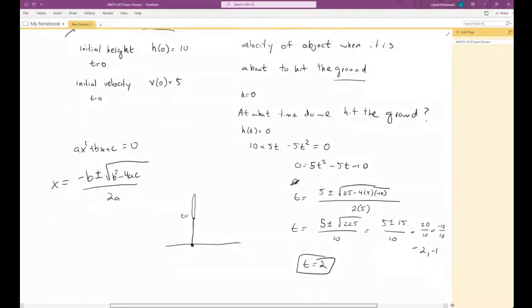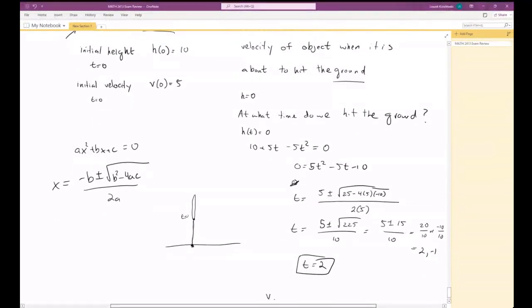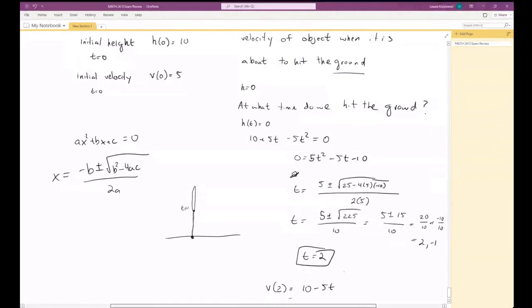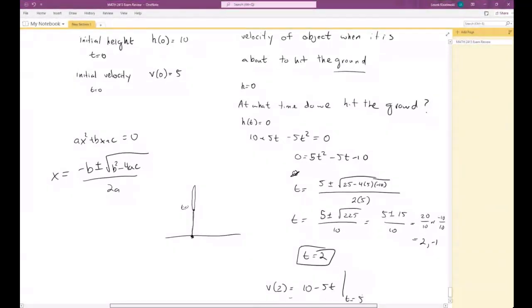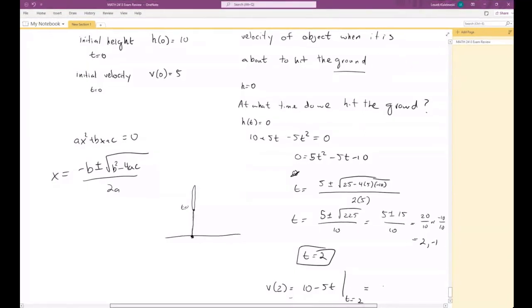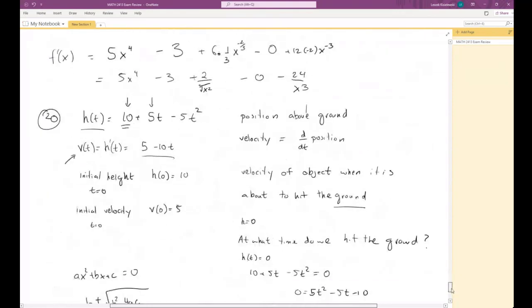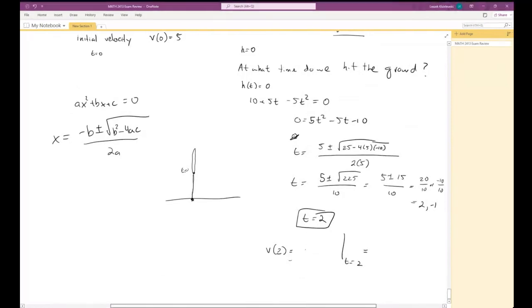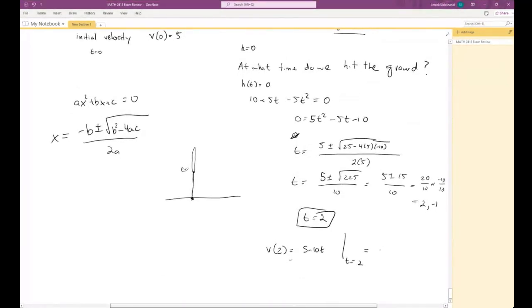Now that we know at what time we're about to hit the ground, we can compute the velocity at that time to answer the original question. The velocity was 5 minus 10t, when t is 2. Does that sound right? Oh, 5 minus 10t. 5 minus 10t when t is 2 gives you negative 15 meters per second.